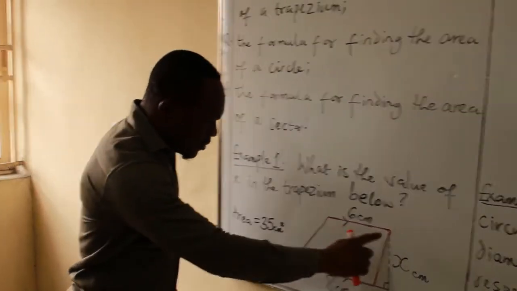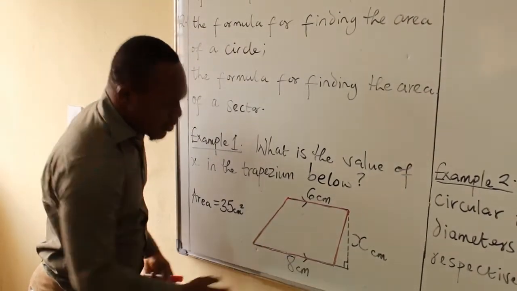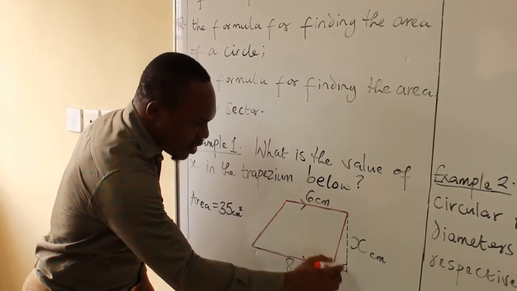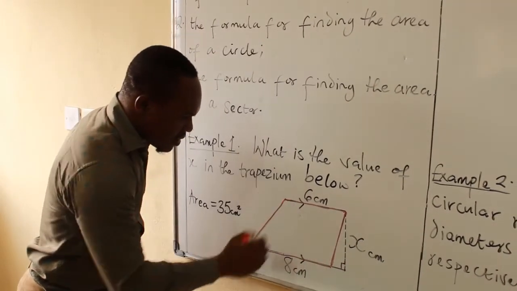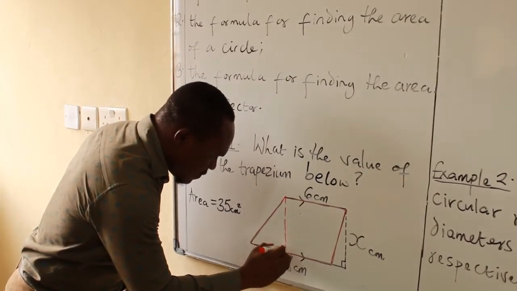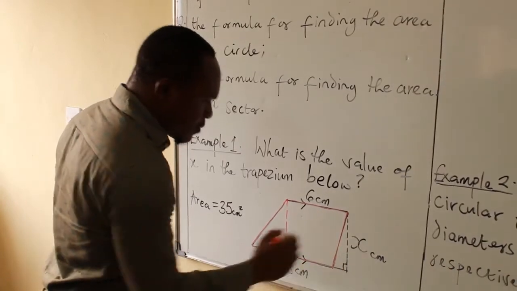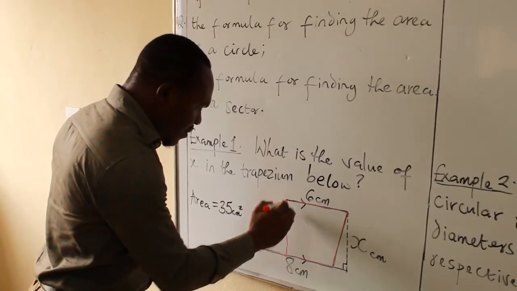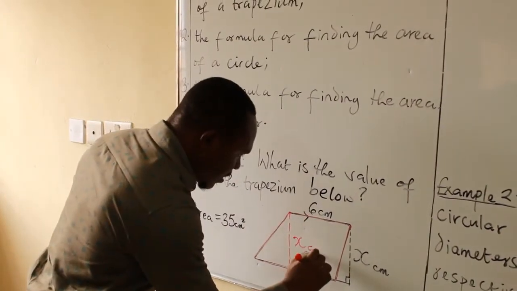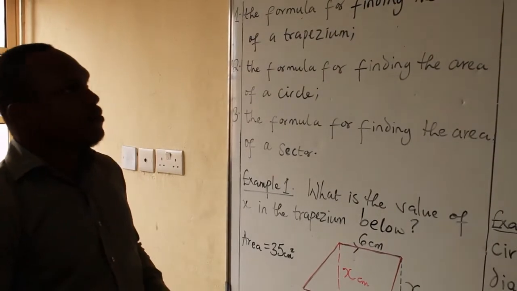If you look at this trapezium, since these two lines are parallel to each other, it means that this distance from here to here, which is the height here, is the same thing as the height of this trapezium. So we are saying if this distance from here to here is x centimeters, the distance from here to here is also x centimeters. And that tells us the height of the trapezium.